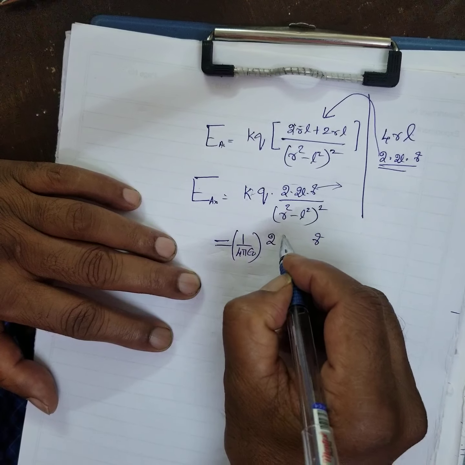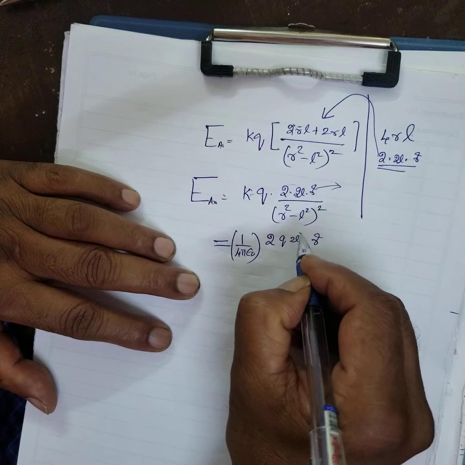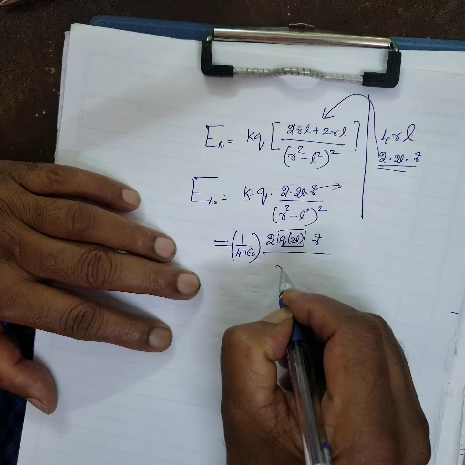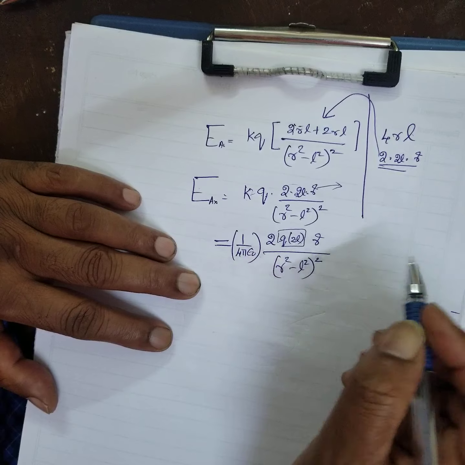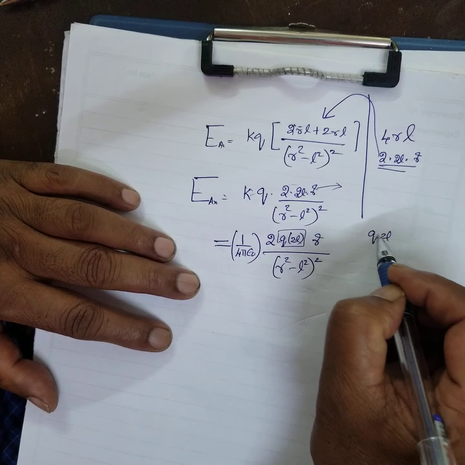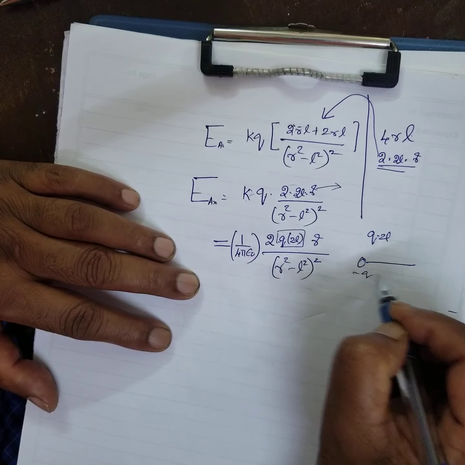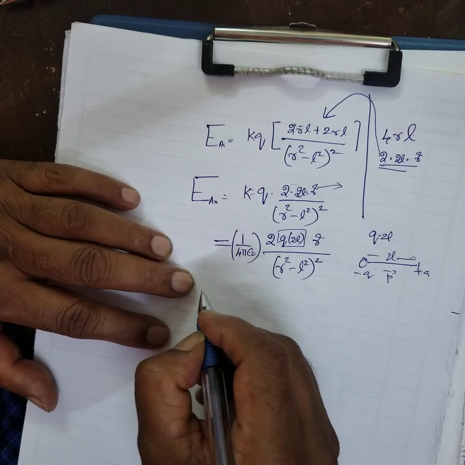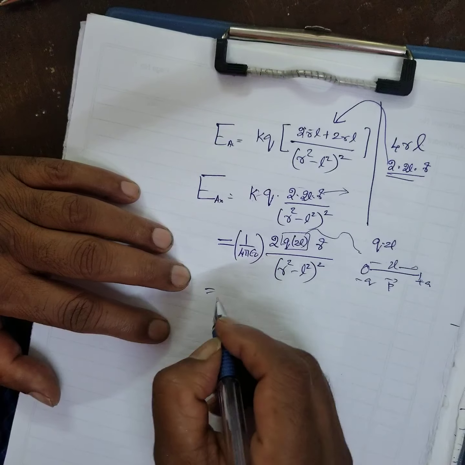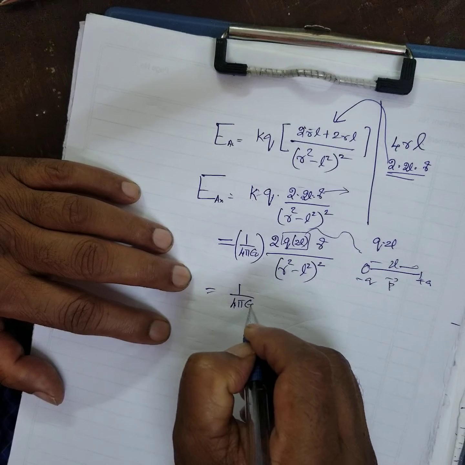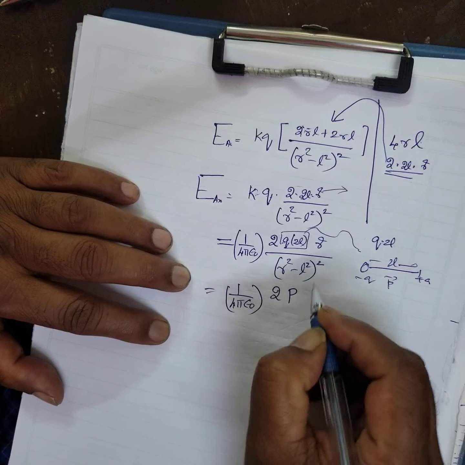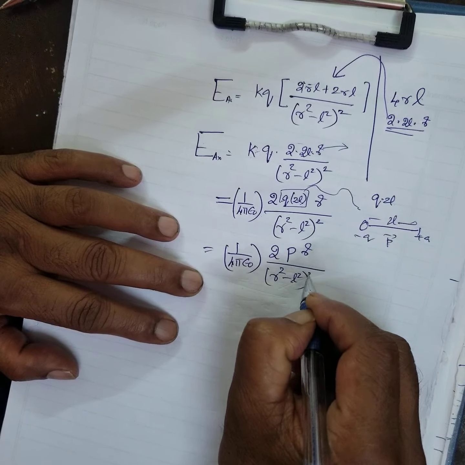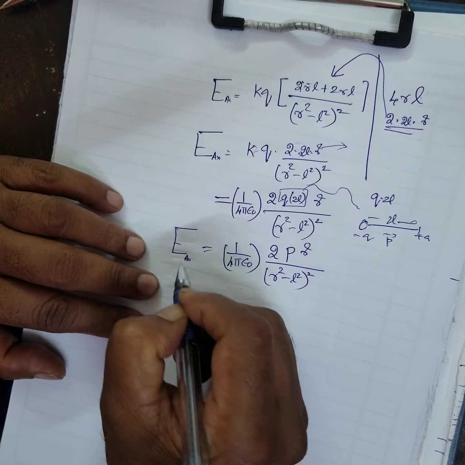Here, charge into distance between the charges, 2L. Q into 2L, this much portion. Q into 2L divided by what? (R square minus L square) whole square. This quantity is what? Q into 2L. Charge, that means magnitude of the charge, and 2L is equal to dipole moment, is it not? Dipole moment. Therefore, here this is dipole moment P. Therefore, E equals 1 by 4 pi epsilon naught, 2PR divided by (R square minus L square) whole square. This is for the axial line.